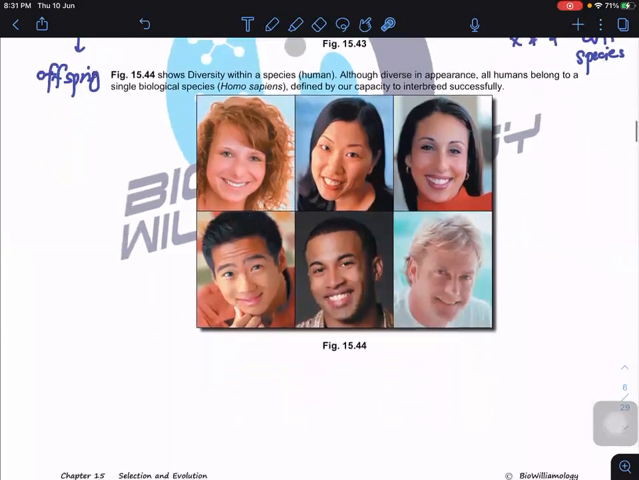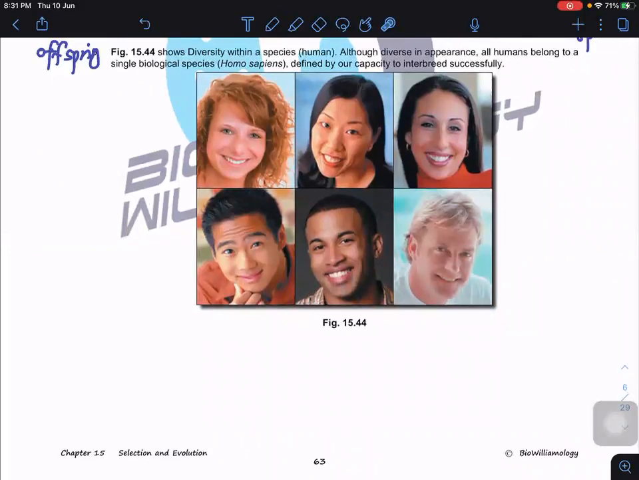So like humans in this case, even though we look different on different continents, in different countries, our characteristics are different, if we put male and female together, they will be able to reproduce and produce fertile offspring. It means that the offspring can interbreed and produce offspring again. So even though we look so diverse, we belong to the same species, but different races, for example, or ethnicity.